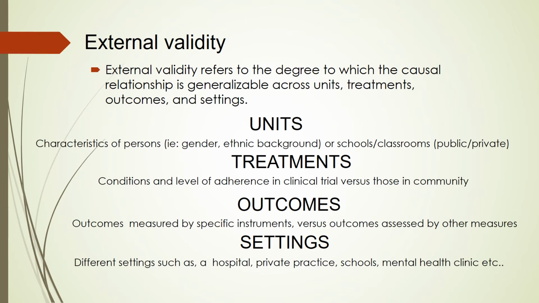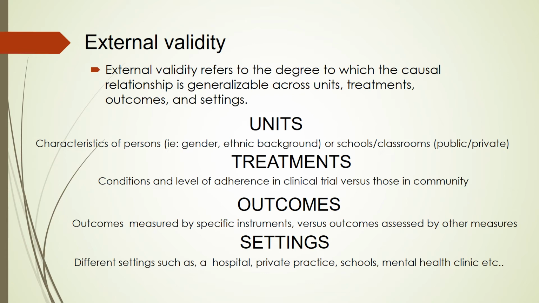It could be different treatments that happen. It could be in a clinical trial, or it could be something that is done in the community. Different outcomes could play a role, whether it's a self-report. Someone may take a Beck depression inventory, or it may be that the outcome is assessed by other measures, such as a psychologist who would diagnose someone with bipolar or a major depressive episode.